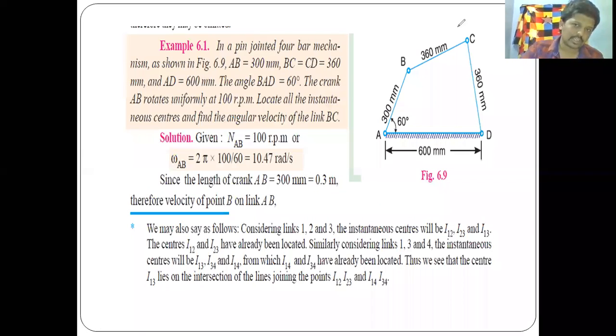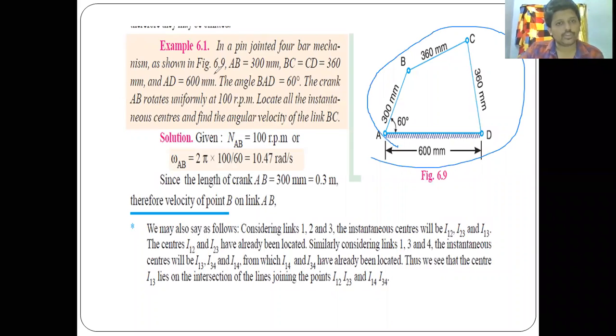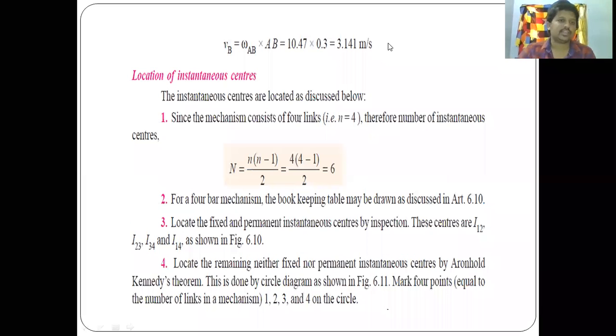Here you have a 4-bar chain mechanism. Here we have AB, a link of 300 mm, BC and CD both having the same length, which is 360. AD is 600 mm, which is the fixed link. We have an angle of 60 degrees, which is BAD. The crank AB rotates at 100 RPM. Locate all instantaneous centers and find the angular velocity of BC. Okay. As we have the RPM or speed of link AB, we convert that into angular velocity, where we know omega is equal to 2 pi N by 60. We have omega AB. So our first task is to locate the instantaneous centers here.